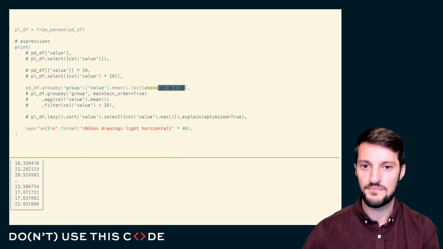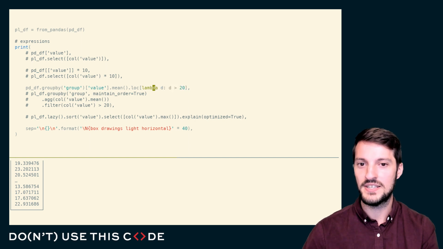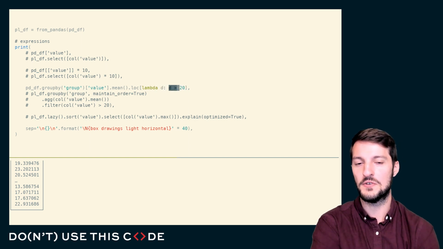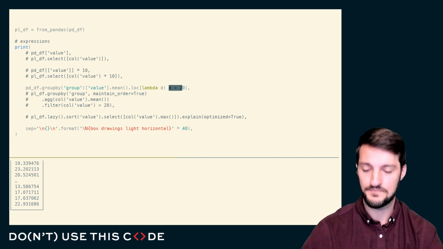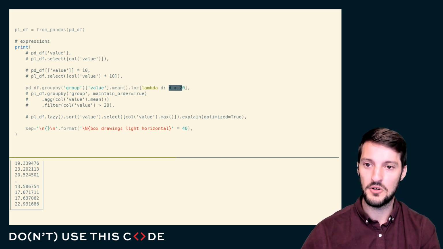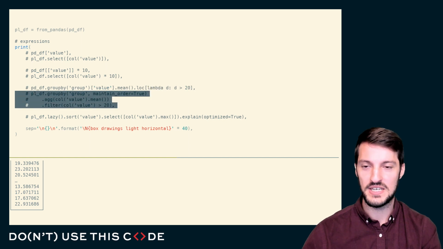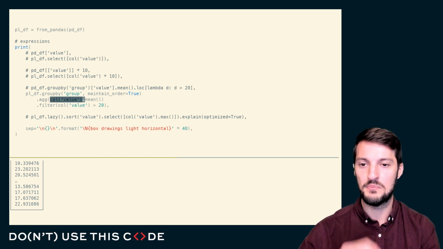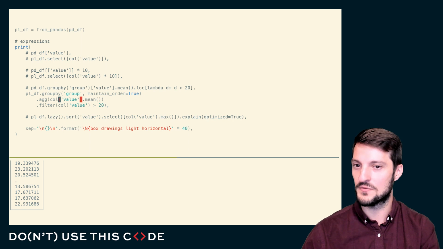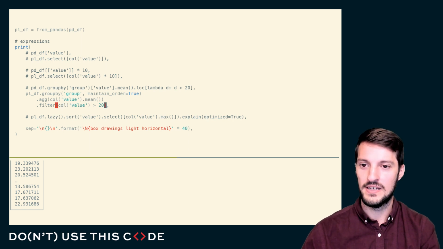They're not transparent. That means at runtime, pandas doesn't know that I want to filter values greater than 20 until I actually ask it to. Meanwhile, in Polars, if I wanted to perform this same computation, I would group by my group column, then pass it an expression to aggregate that group. I'm going to take the mean of all my values within each of those given groups. Then I'm going to filter for values greater than 20.